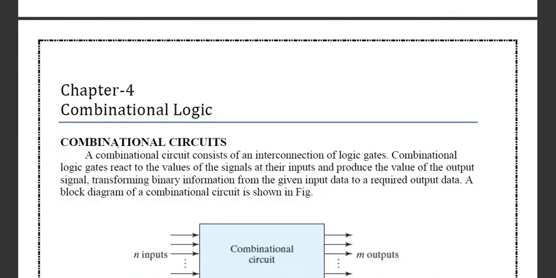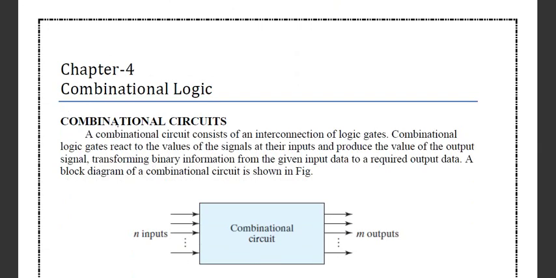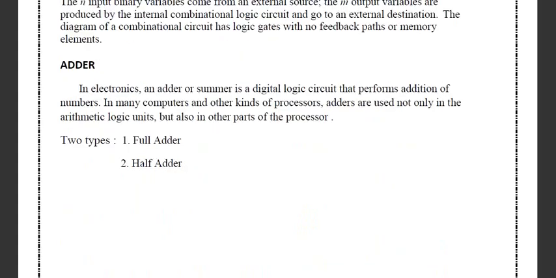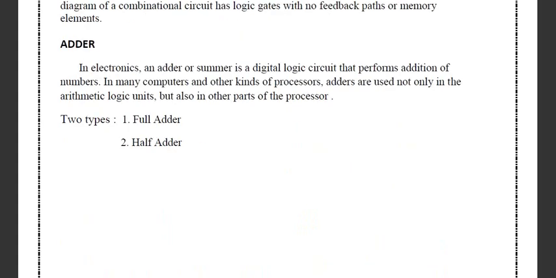So that's the reason we can say that those two diagrams work the same. Now we are in chapter 4, which is combinational logic. In this combinational logic circuit we have some n inputs and m outputs. First of all, we need to do the adder section. In this adder section we need to add the values. Those adders are of two types, full adder and half adder.